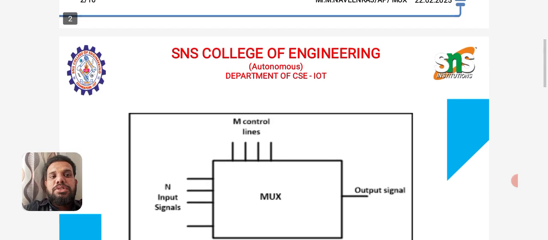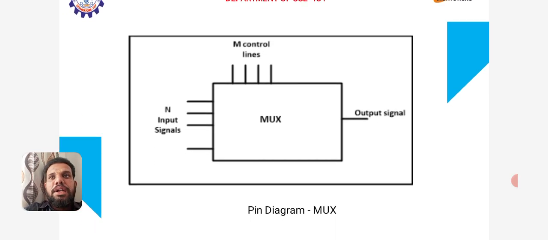Now look at the pin diagram. Here the input signals are given to the multiplexer as input. Then on the output side you are selecting only one signal. With the help of the control lines, that is the selection lines, you select which input is transmitted through the multiplexer and received in the output signal.